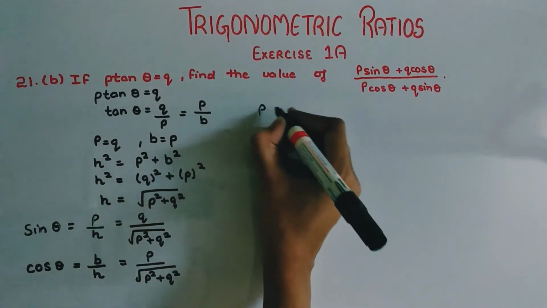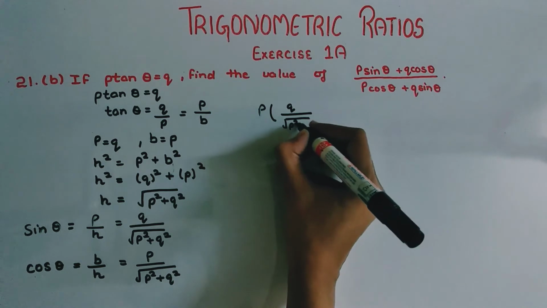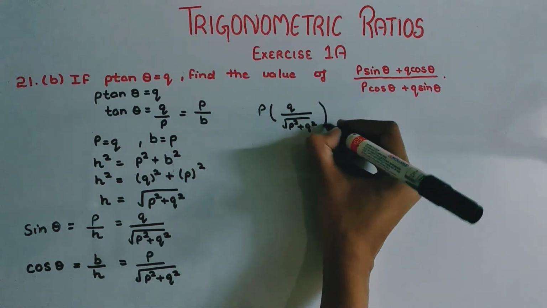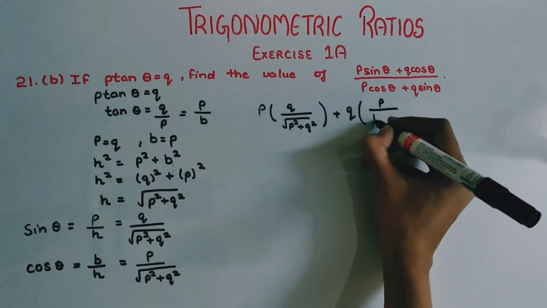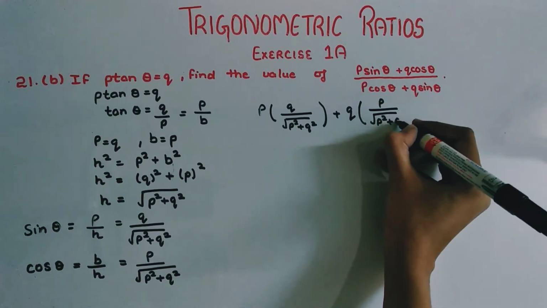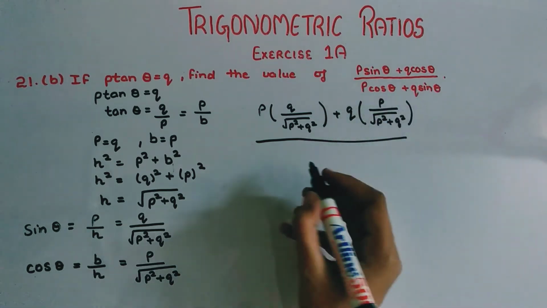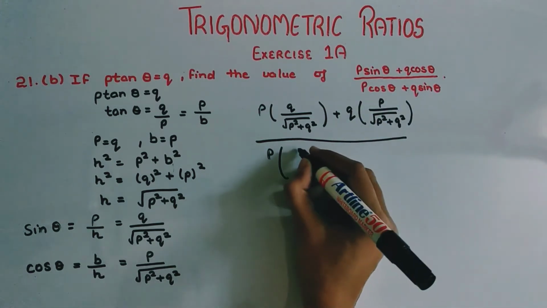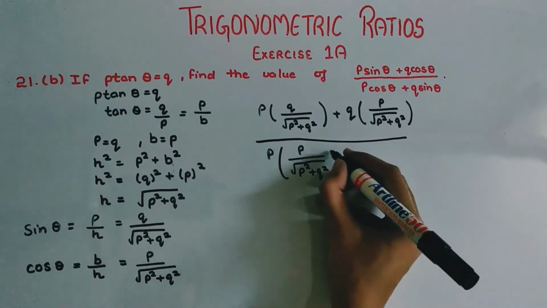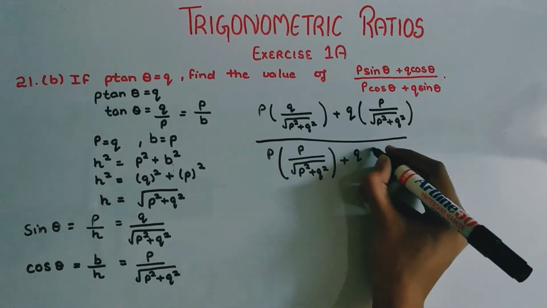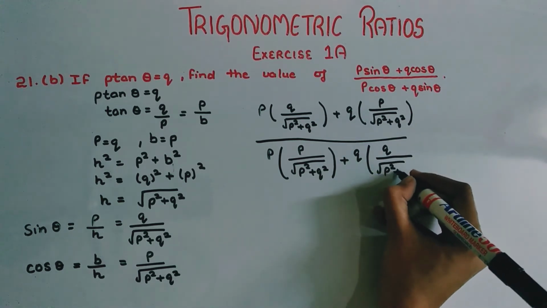We have P multiplied by sin theta, that means Q divided by under root P square plus Q square, plus Q multiplied by cos theta, that means P divided by under root P square plus Q square, divided by P cos theta. P multiplied by cos theta, that is P divided by under root P square plus Q square, plus Q multiplied by sin theta, that is Q divided by under root P square plus Q square.